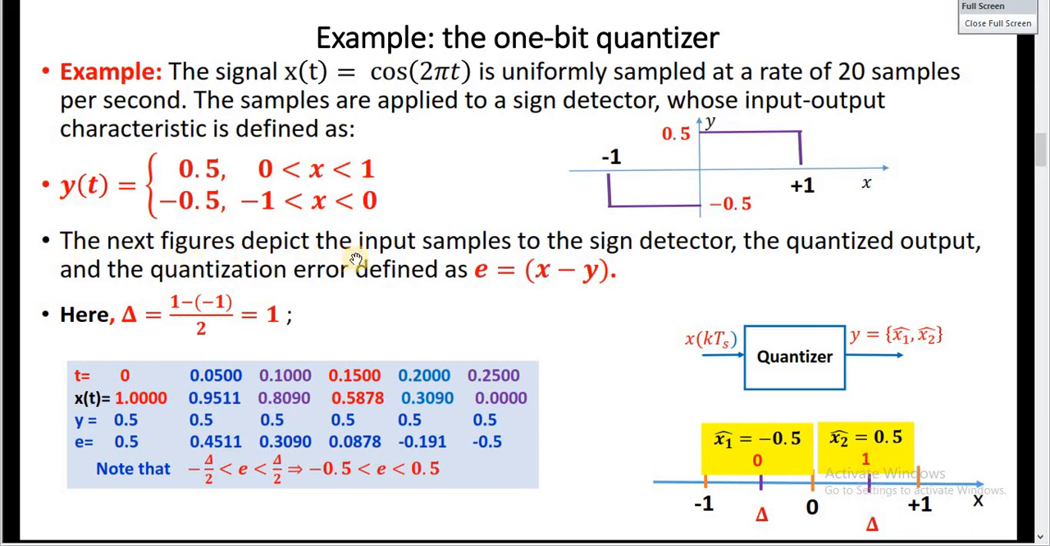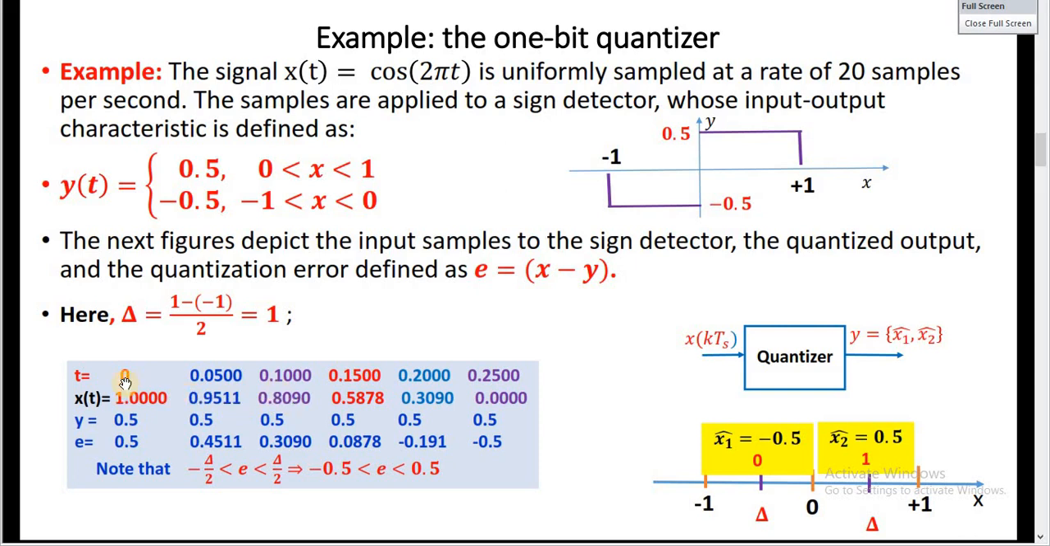The next figures depict the input samples to the sign detector, the quantized output, and the quantization error, defined as e, the error, equals the input sample minus the quantized output. Of course, we can calculate delta as the difference between 1 and minus 1, divided by the number of quantization levels. In this example, the number of quantization levels is 2, and therefore delta equals 2 divided by 2 equals 1. So for this example, delta equals 1.